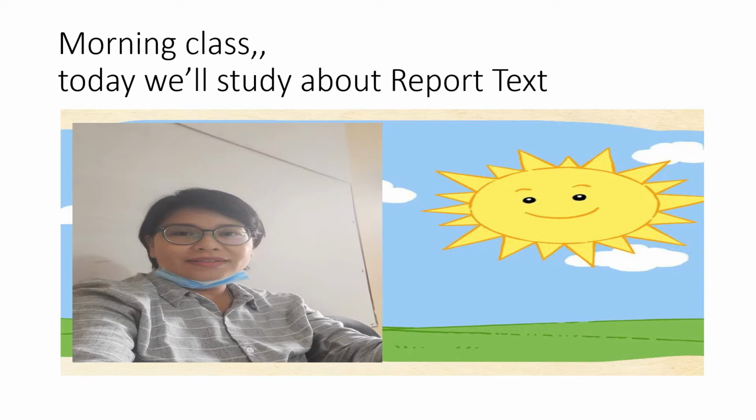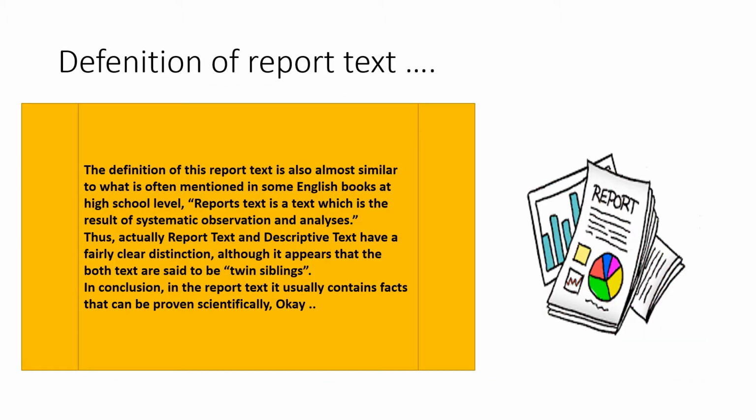Okay, today we'll study about report text. Definition of report text. Report text is a text which is the result of systematic observation and analysis. In conclusion, report text usually contains facts that can be proven scientifically.